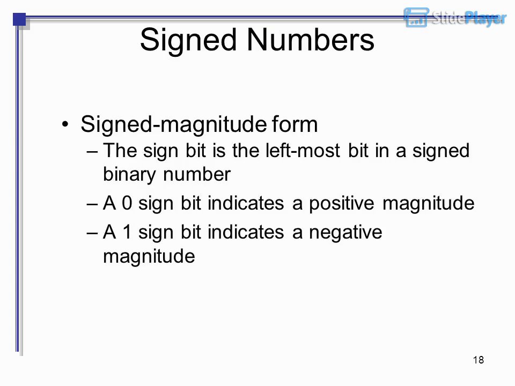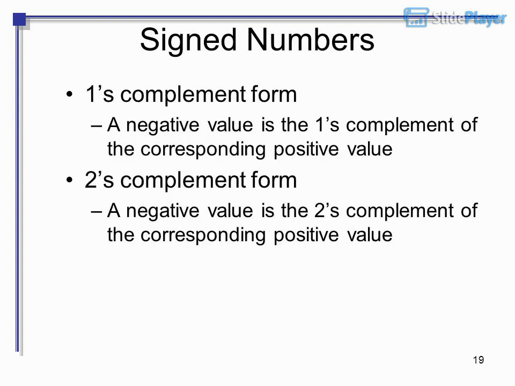Signed numbers, signed magnitude form. The sign bit is the leftmost bit in a signed binary number. A 0 sign bit indicates a positive magnitude. A 1 sign bit indicates a negative magnitude. In 1's complement form, a negative value is the 1's complement of the corresponding positive value. In 2's complement form, a negative value is the 2's complement of the corresponding positive value.